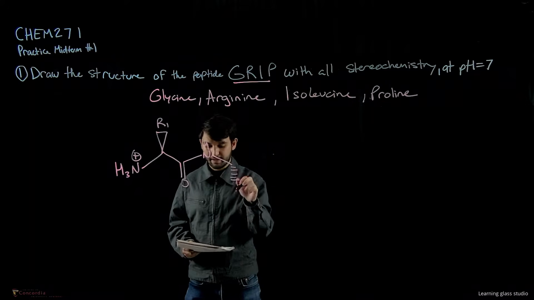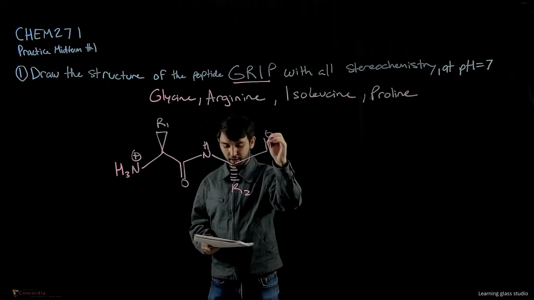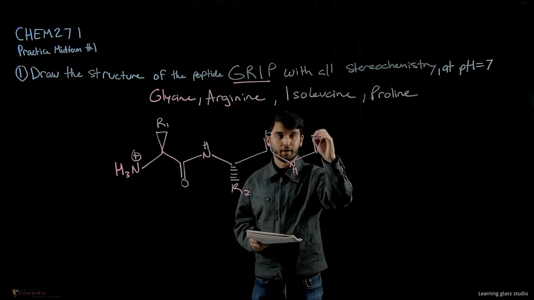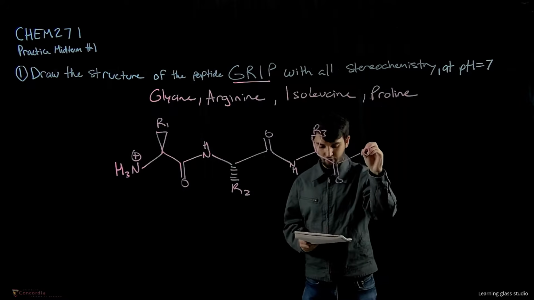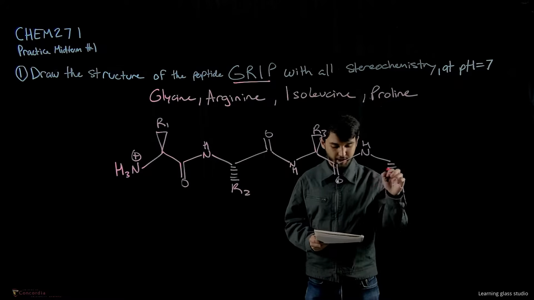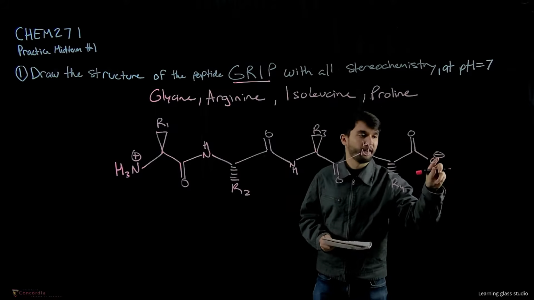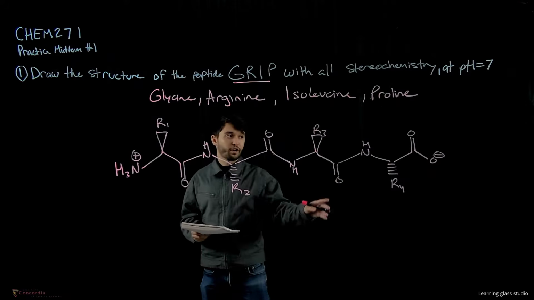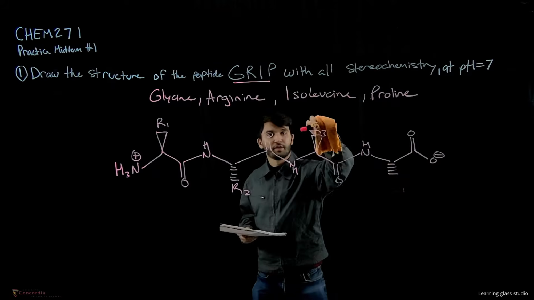This one will be pointing into the page. This will be R2, and then we just keep repeating the stereochemistry pattern until we have all of our amino acids drawn. So the next one, R3 out of the page, then carbonyl, nitrogen, and then R4 into the page, and then ending on the carboxyl group. This will have a negative charge at pH 7, right? So now that we have this drawn, now we can add in our R groups. So I'm going to erase the R groups.